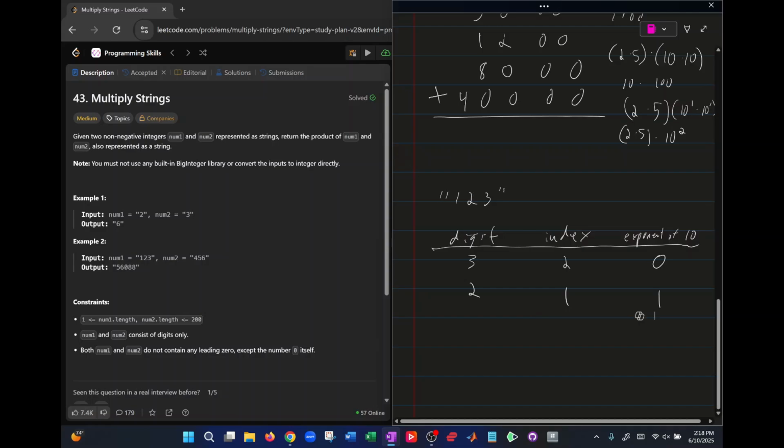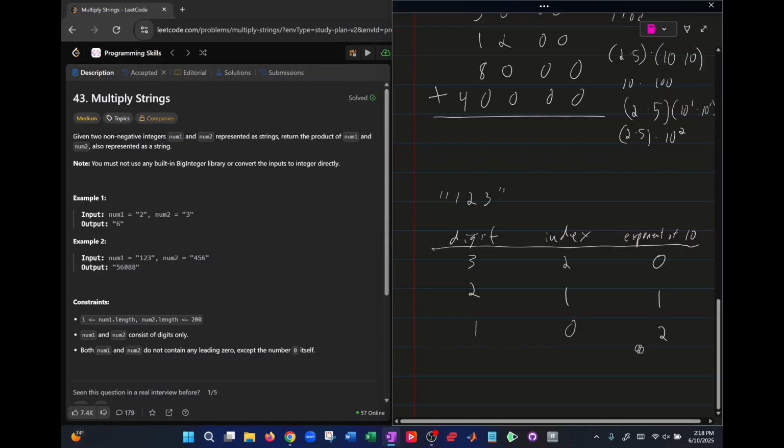Then finally, the final digit that starts at the beginning of the string would be 0. The digit is 1, the index is 0, and then the exponent of 10 is, well, to get from 1 to 100, you need to multiply by 100, and that's 10 squared, so the exponent is 2.